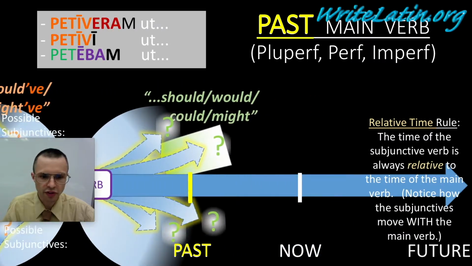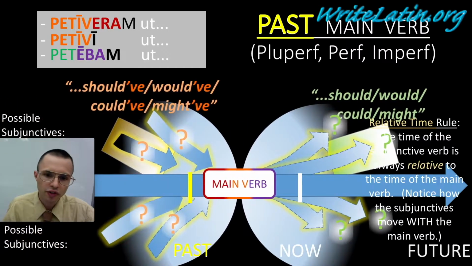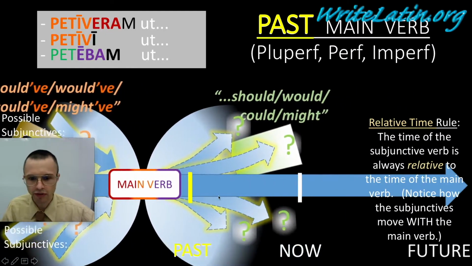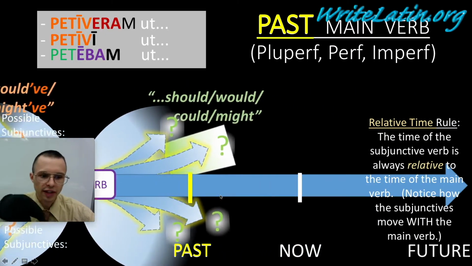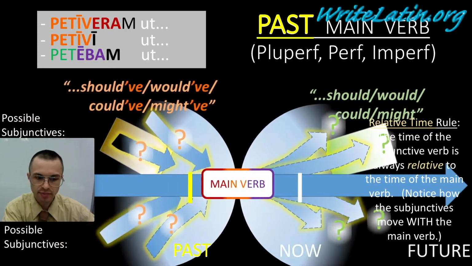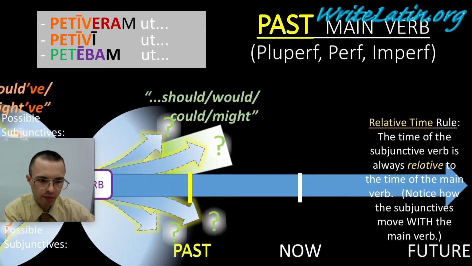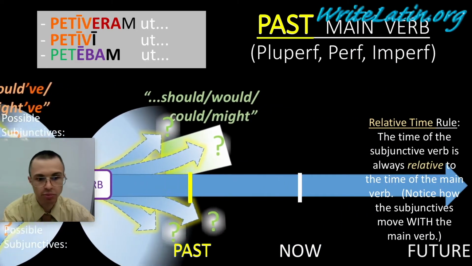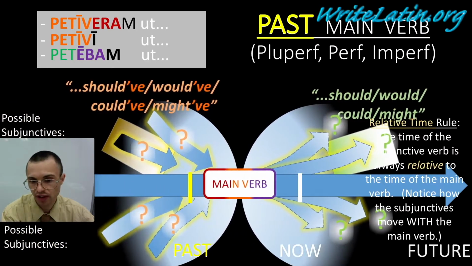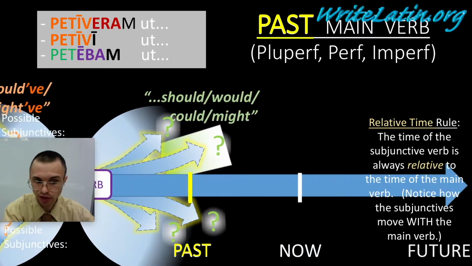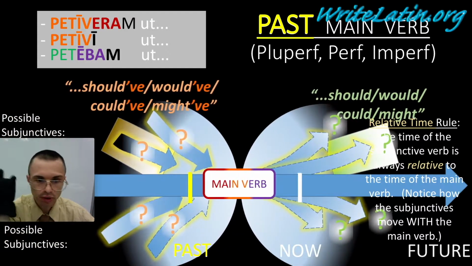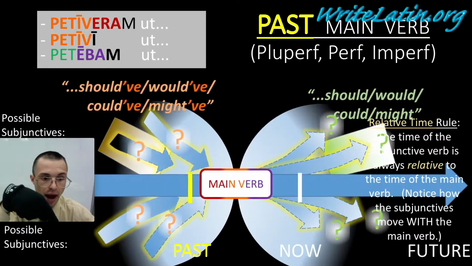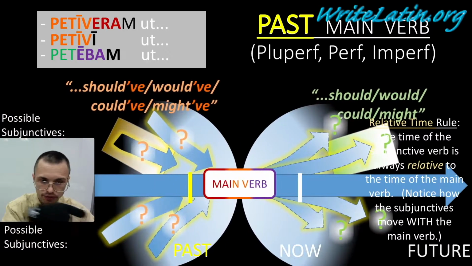Again, here too, this also follows the relative time rule. So the time when the subjunctive occurred is relative to the time when the main verb occurred. Notice that even though this is a past tense main verb, at times the green subjunctive of it extends all the way into the present or even future tense. You know, if the main verb is close enough to the present, then it could be talking about a should, would, could, or might that's going on now, or even in the future.